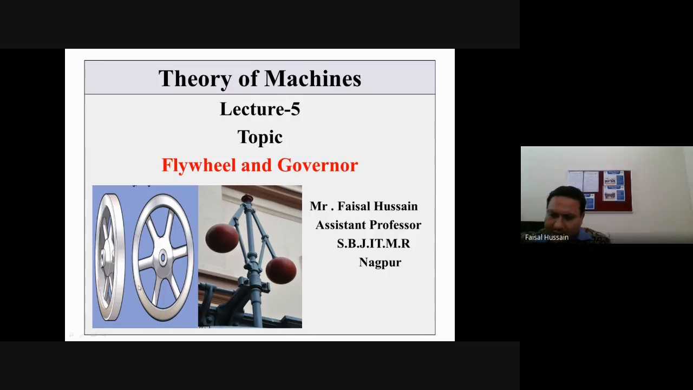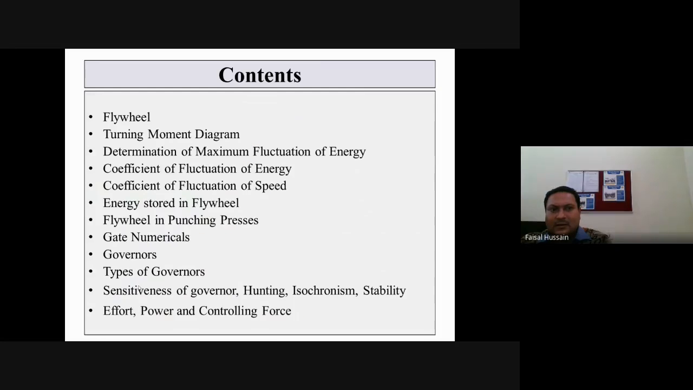Now first of all, see the content of flywheel. We are just concentrating on the flywheel. In the content: what is a flywheel, then the turning moment diagram, then how we will determine the maximum fluctuation of energy, how we will determine the coefficient of fluctuation of energy, then fluctuation of speed, then how energy is stored in flywheel, then punching press concept, and if time permits, I will go with some GATE numericals. Okay, so let us start.